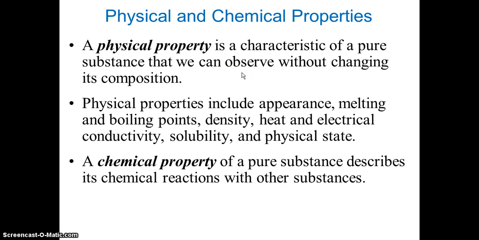Now we are going to discuss physical property and chemical property. A physical property is a characteristic of a pure substance that we can observe without changing its composition. Physical properties include appearance, melting points, boiling points, density, heat, electrical conductivity, solubility, and physical state. You can observe all these properties without changing its composition. While a chemical property of a pure substance describes its chemical reactions with other substances. So it describes its reactivity, how it reacts with other substances. That's a chemical property.